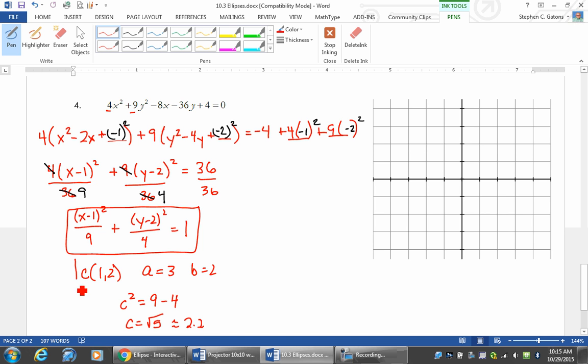There's the center. That's where you start. 1, 2. Now we're going to use the 3. Which direction do you use the 3? Left and right. 1, 2, 3, vertex. 1, 2, 3, vertex. It doesn't matter what order you put these in when you label them. So this one's -2, 2, and this one is 4, 2.